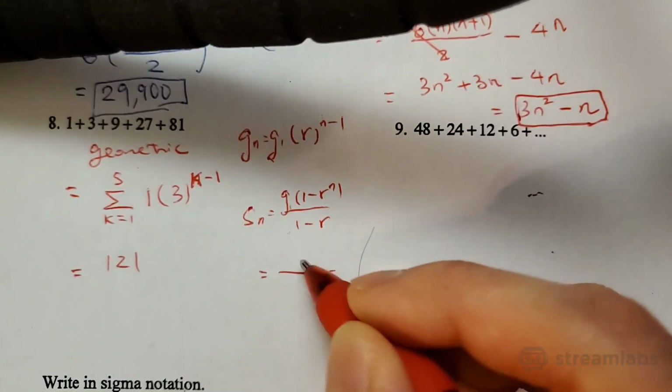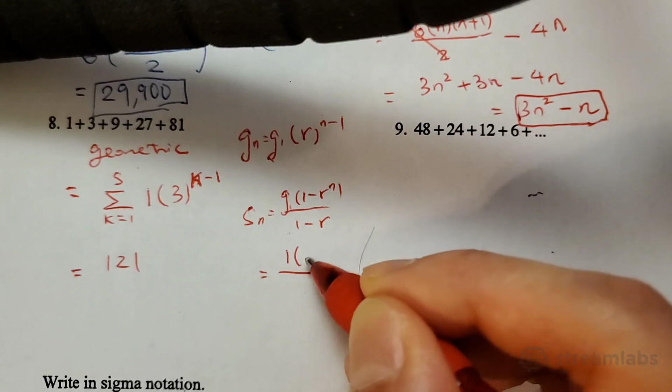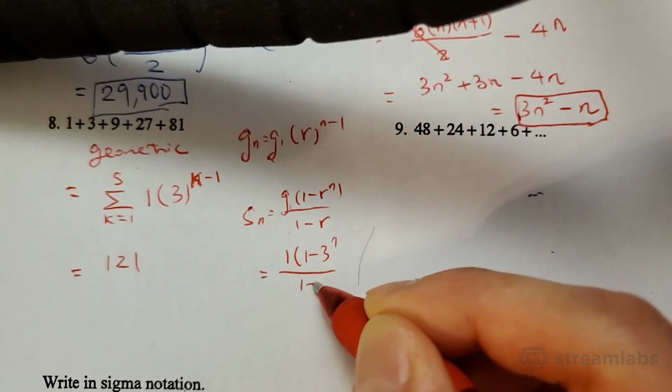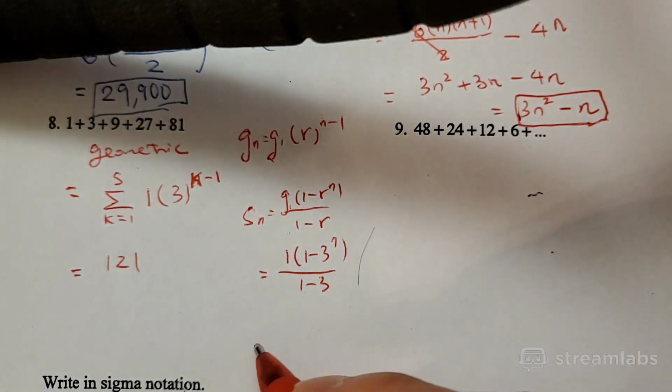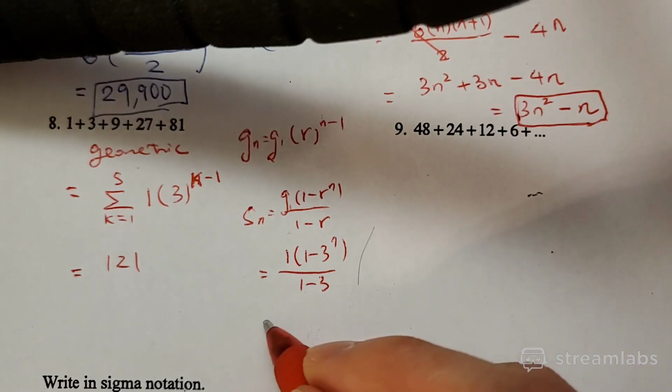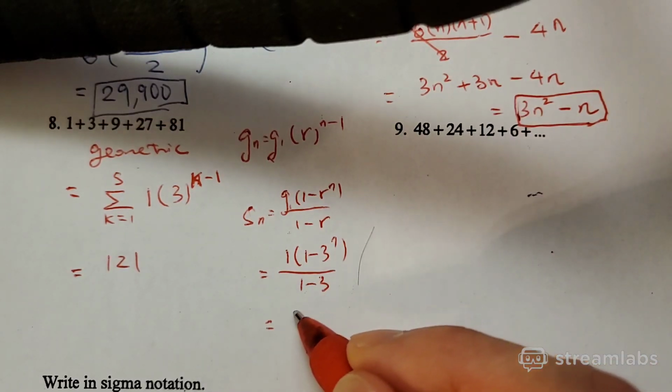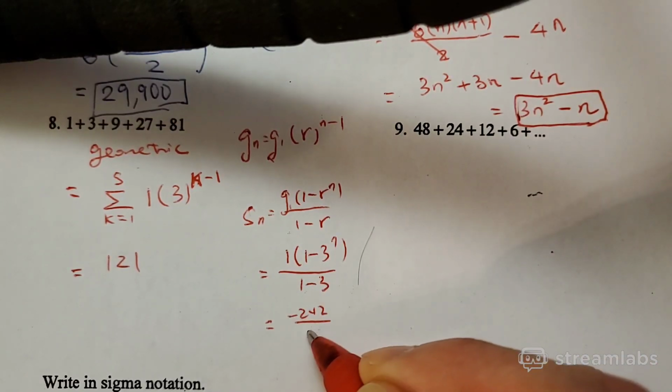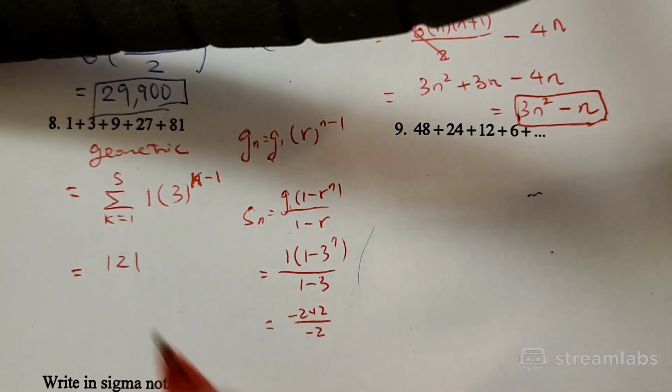In this case, g_1, the first term, is 1, times 1 minus 3 to the n power, over 1 minus 3. So this would be 243. So negative 2 over negative 2, which is also positive 121. Regardless of how you do it, you should get the same answer.